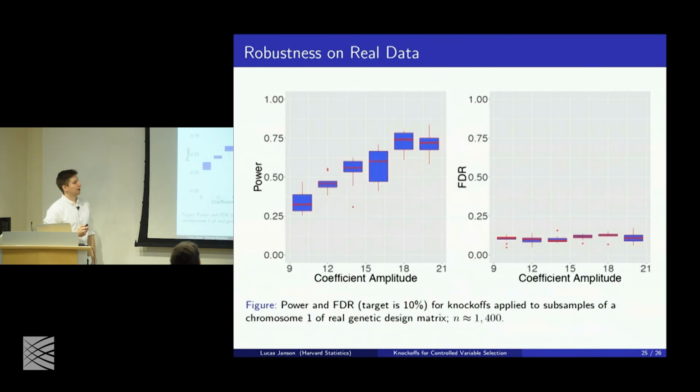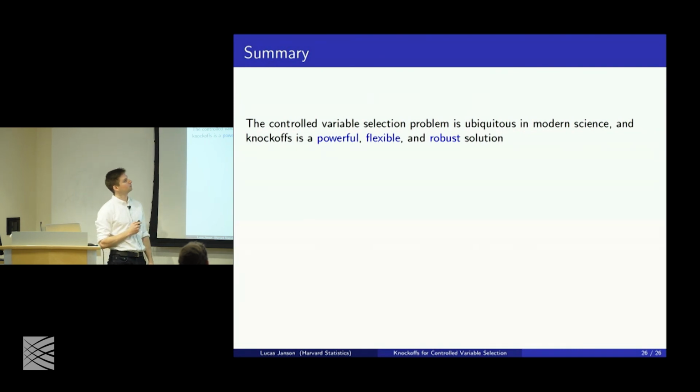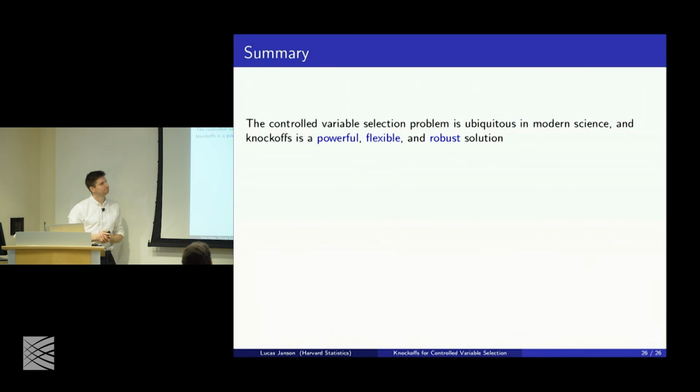Since I'm out of time, I'm going to skip this and just go to the summary. So I told you about this method. Hopefully I gave you some intuition about why it should work well. And it does work well. We have exact guarantees on the false discovery rate.